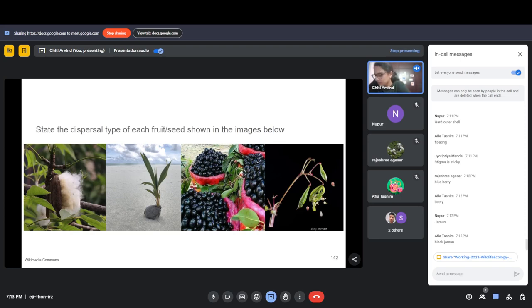So why is dispersal important? Any idea as to why dispersal is important? To have less competition with the parents. Yes, correct. Absolutely right.